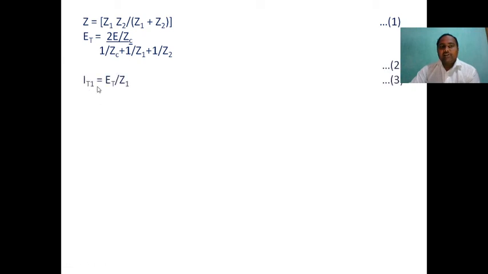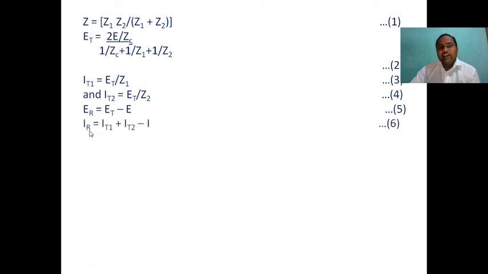The transmitted current IT1 is equal to the voltage ET divided by the impedance Z1, so IT1 is equal to ET by Z1. IT2 is equal to ET by Z2 simply. The reflected voltage is ET minus E. Already we know the transmitted voltage; if you subtract E, we get the reflected voltage.